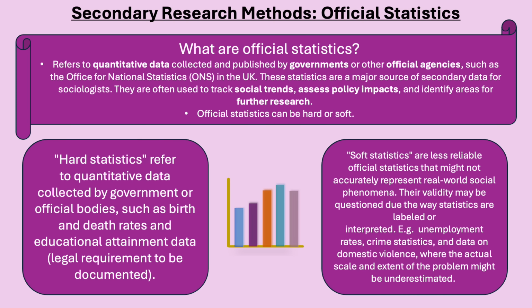Whereas soft statistics are less reliable. Official statistics that might not accurately represent real-world social phenomena. Their validity may be questioned due to the way the statistics are labelled or interpreted. For example, unemployment rates, crime statistics, and data on domestic violence, where the actual scale and extent of the problem might be underestimated. And this is where you can argue that official statistics are a social construct, and we have to look at how they're gathered, and that links into triangulation and methodological pluralism, so we can validate how truthful the data is.